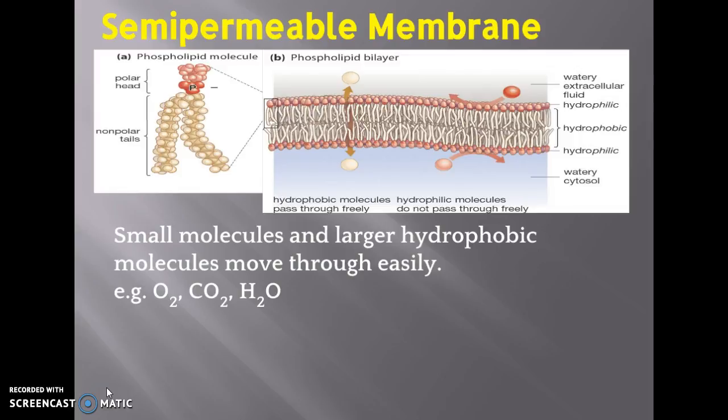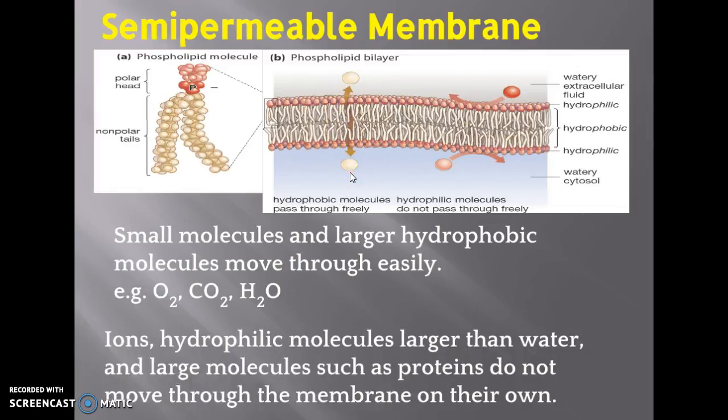So if we have really small molecules or molecules that are hydrophobic, so water-fearing, they are going to be able to move through the plasma membrane extremely easy. Some examples of that would be oxygen gas, carbon dioxide, and water. Those guys are small enough that they can just fit in between here and pass through that membrane very easily.